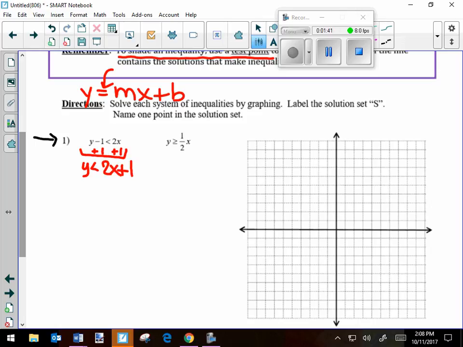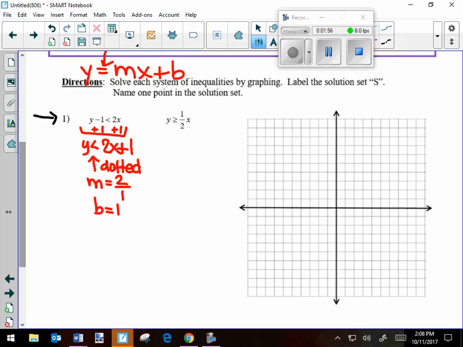Because it's just a less than sign, it is going to be a dotted line. My slope for this line is going to be 2, or 2 over 1, and my y-intercept is going to be positive 1. So when I go to graph that line, just like we graphed previously, I'm going to go to a y-intercept of 1, and I'm going to count up 2 over 1, up 2 over 1, and keep going until I go off the page, and then I'm going to go back in the reverse order. Down 2, left 1, down 2, left 1. So I end up getting these points here that are on the line.